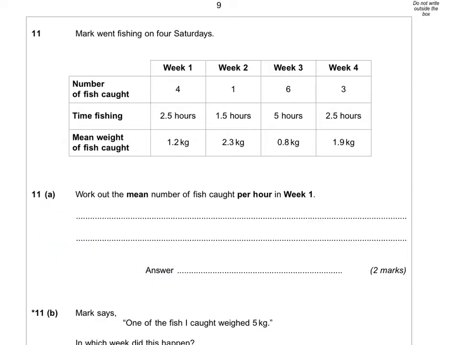Question 11. Mark went fishing on 4 Saturdays, and the table shows the information about what he caught and how long it took him to catch the fish.